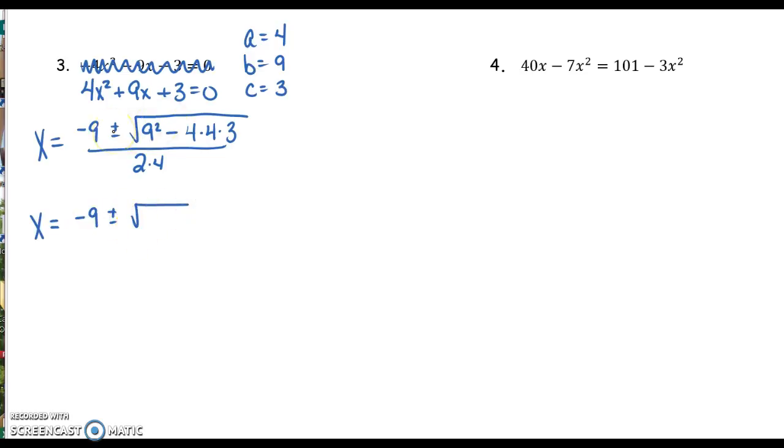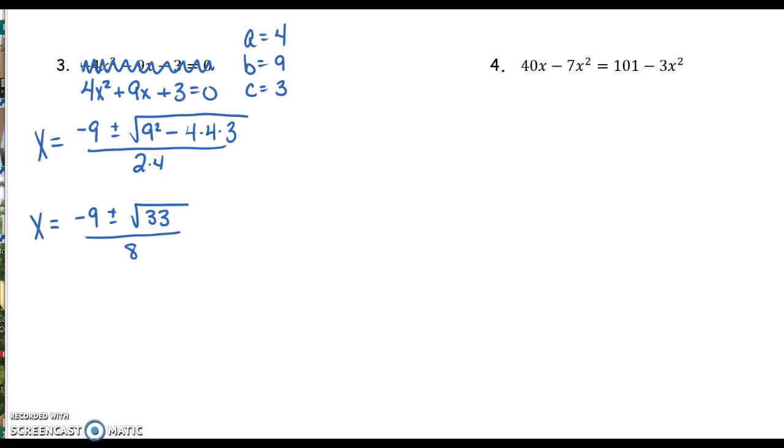In your calculator, do 9 squared minus 4 times 4 times 3. Hopefully you get 33 all over 8. Okay, now pause the video and think for a moment, can we simplify the square root of 33?